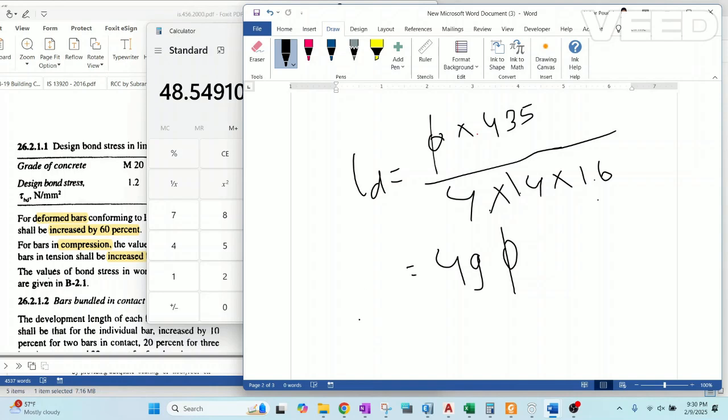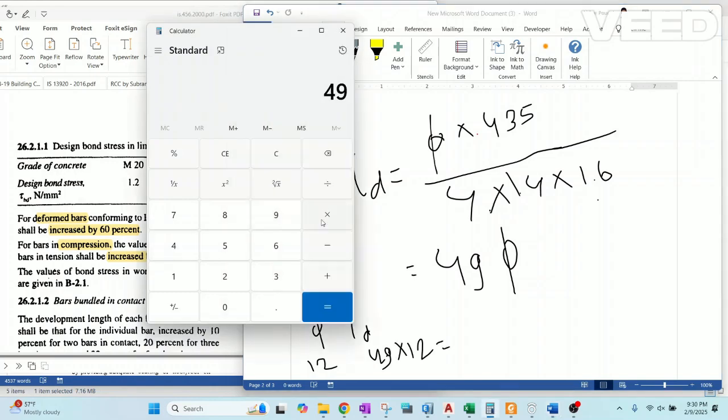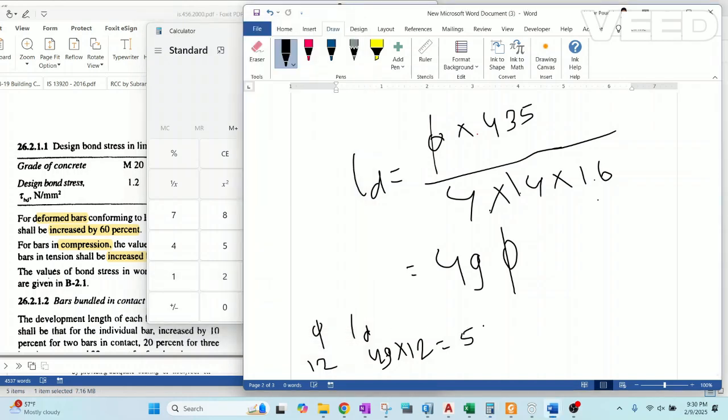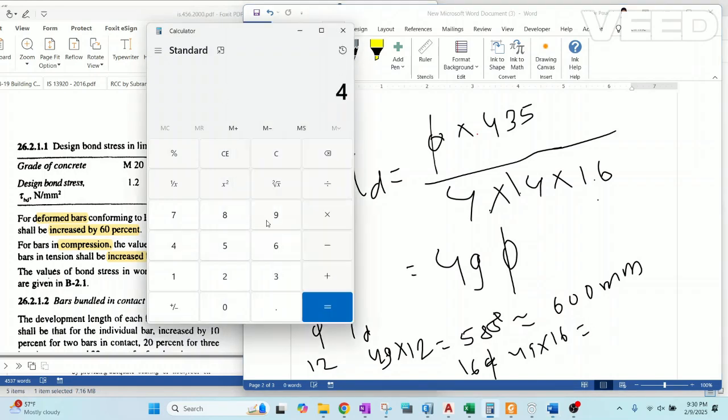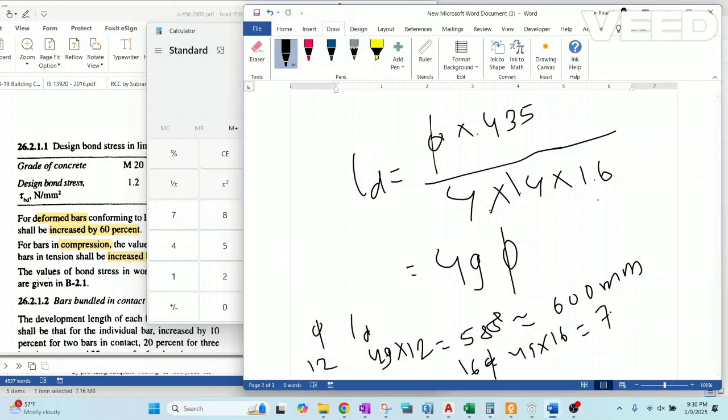For example, for a 12 mm bar, we multiply 49 by 12, which gives 588 mm, which can be used as approximately 600 mm. Similarly, for a 16 mm bar, 49 multiplied by 16 is 784 mm. Rounding this up, that is 800 mm. In this way we can calculate the development length for different sizes of bar.